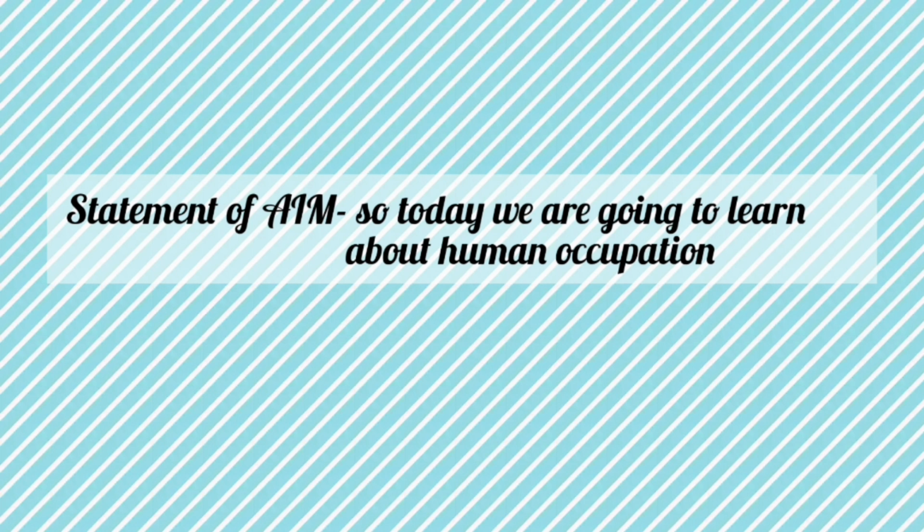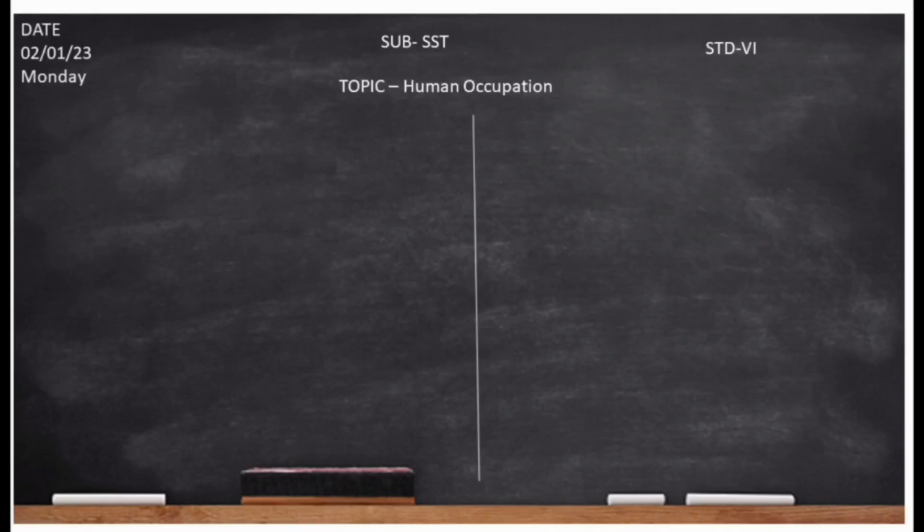Okay, so today we are going to learn about human occupations. Students, what are we? We are humans. What do we humans do to fulfill our basic needs? We earn money to buy things and then we fulfill our basic needs. Do you earn for your family? No. Then who earns for your family and your living? Our parents. How do they earn money? By working.